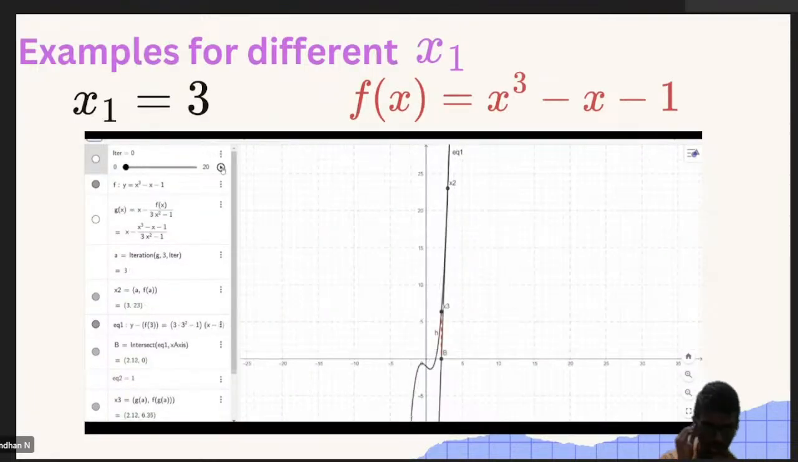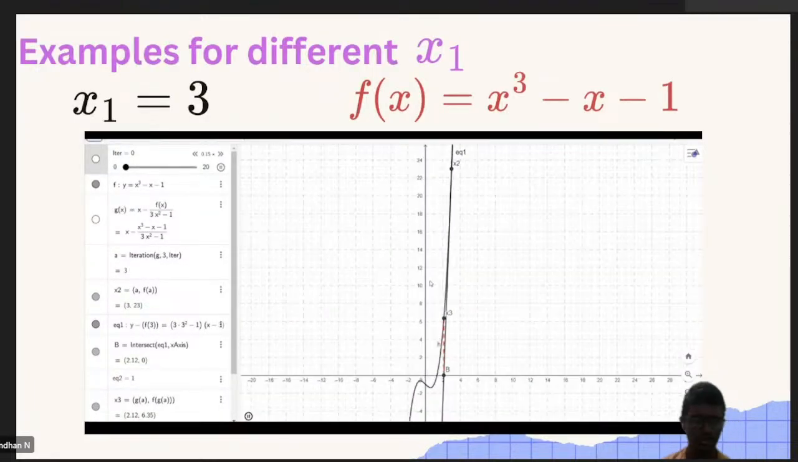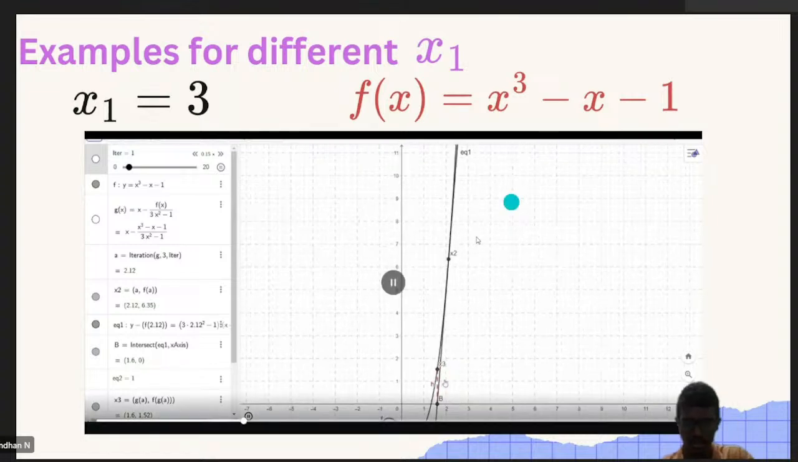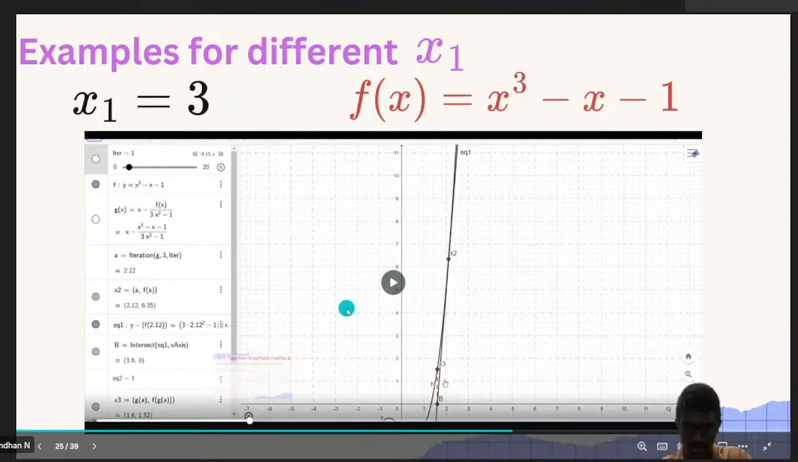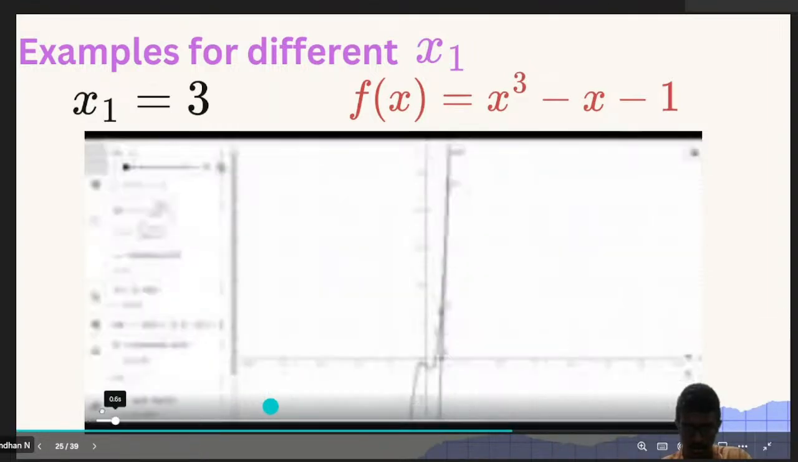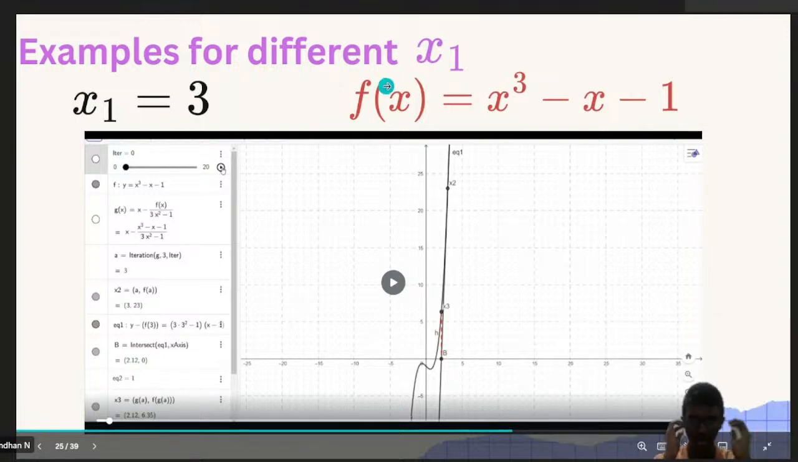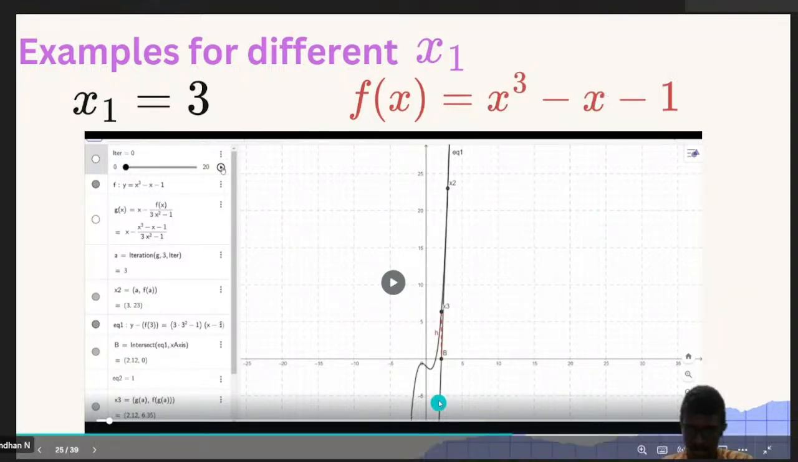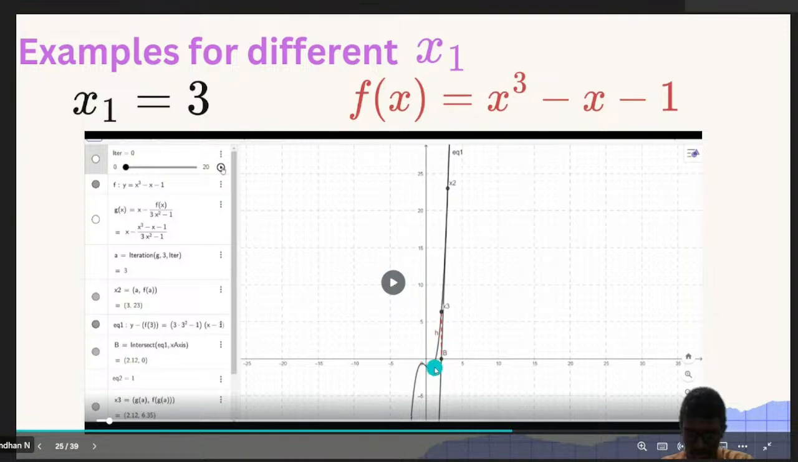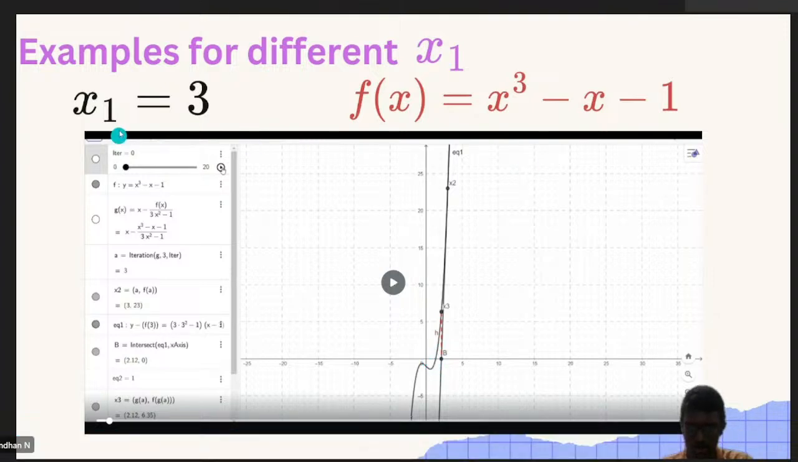Now, you would have asked, if x1 can be anything, what is the significance of x1? If you have that doubt, let's just see this. Examples of different x1. And now I have taken something a bit different, x cubed minus x minus 1. So this is a different graph. Other than being quadratic, you can see there is a solution at this point. I have taken x1 to be 3.